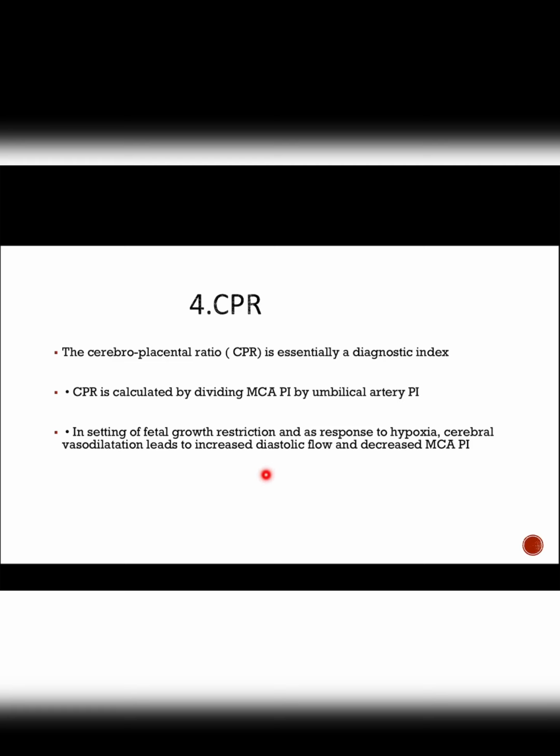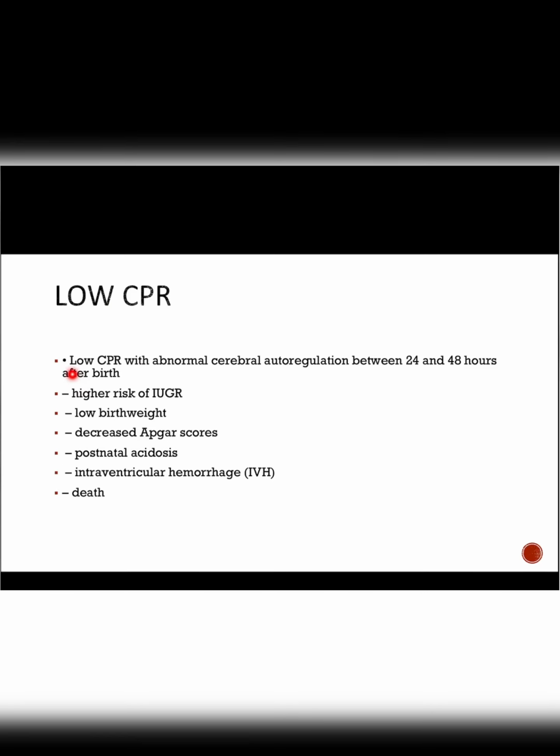So what happens if there is an increase in diastolic flow and a decrease in MCA PI? The CPR decreases obviously, because it's a ratio of MCA by umbilical artery. In the setting of fetal growth restriction and response to hypoxia, cerebral vasodilation leads to increased diastolic flow and decreased MCA PI. So where all do we see low CPR? Low CPR with abnormal cerebral autoregulation between 24 to 48 hours after birth is associated with high risk IUGR, low birth weight, decreased APGAR, postnatal acidosis, IVH and death.